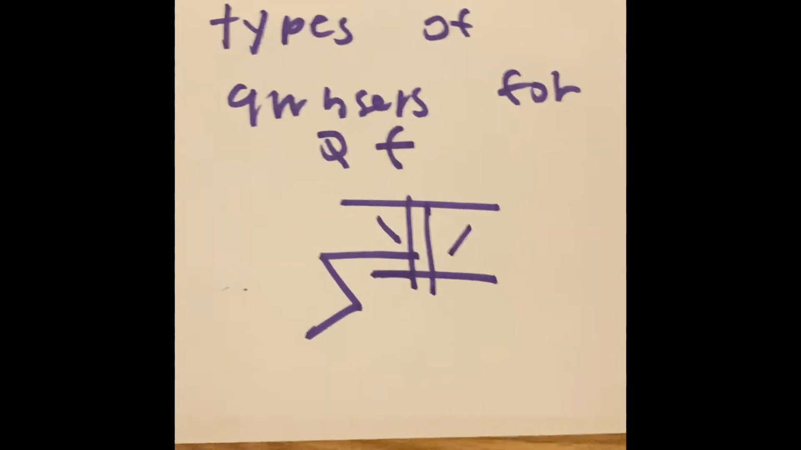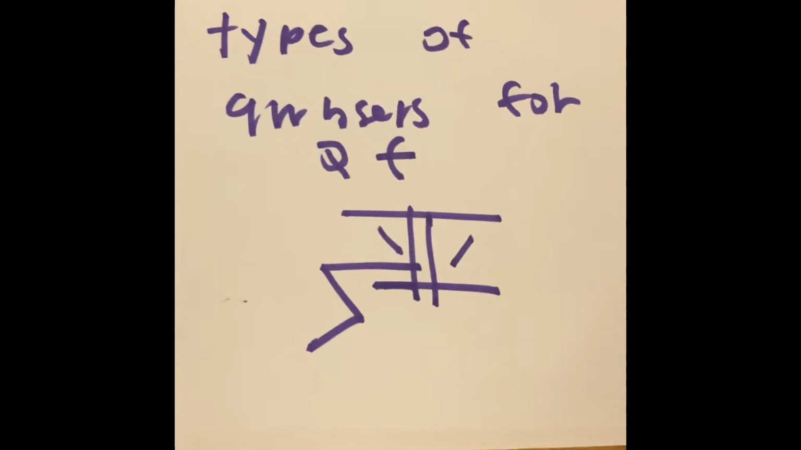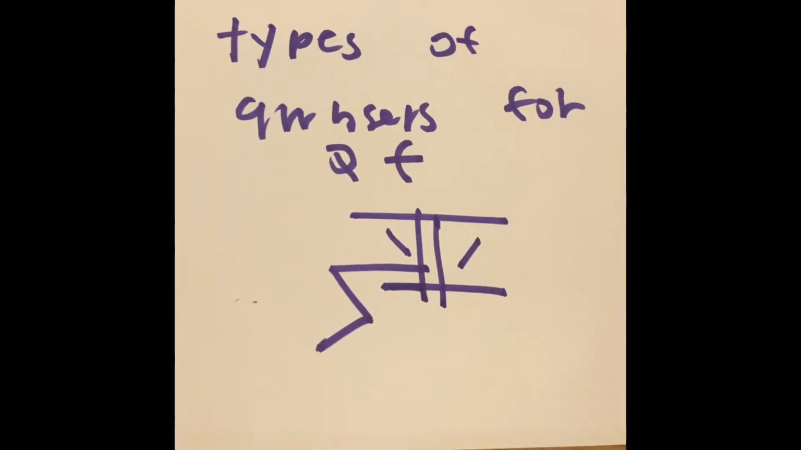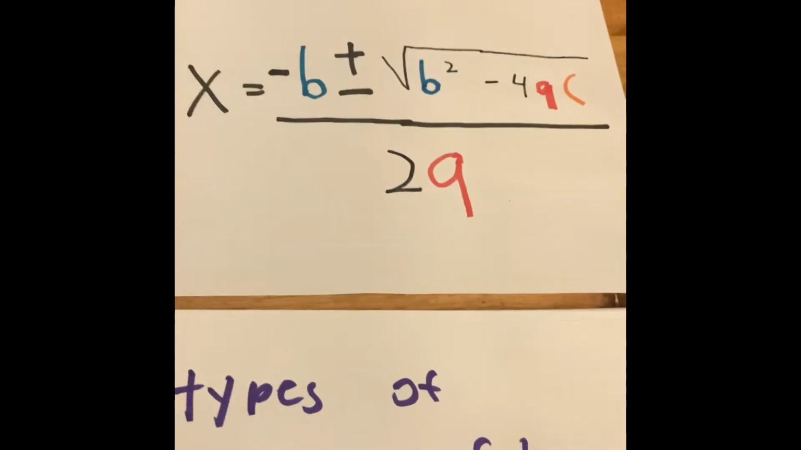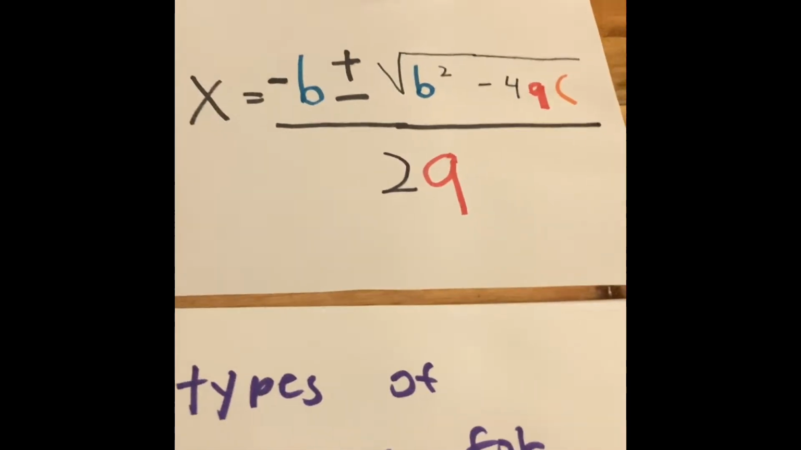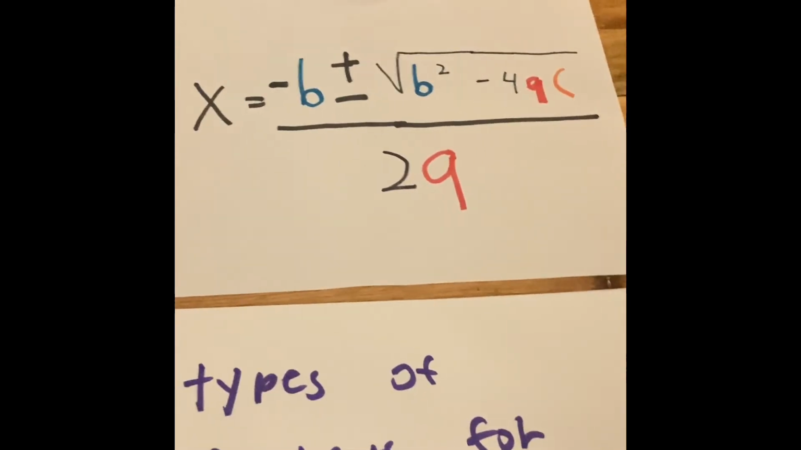Hey, welcome to Math and History, and we're going to look at the different types of answers that we can get when we are trying to solve the quadratic formula and try to find what the two x's are in a quadratic trinomial.